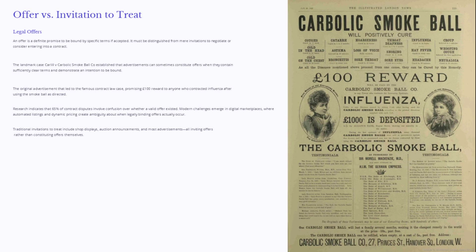An offer is a definite promise to be bound by specific terms if accepted. It must be distinguished from mere invitations to negotiate or enter into a contract. The famous case, Carlill v Carbolic Smoke Ball Co., set a precedent on when an advertisement constitutes an offer rather than an invitation to treat. The original advertisement led to a legal case, promising a £100 reward to anyone who contracted influenza after using the smoke ball as directed. Understanding these kinds of critical judicial decisions helps clarify the nature of offers and invitations in contract law.